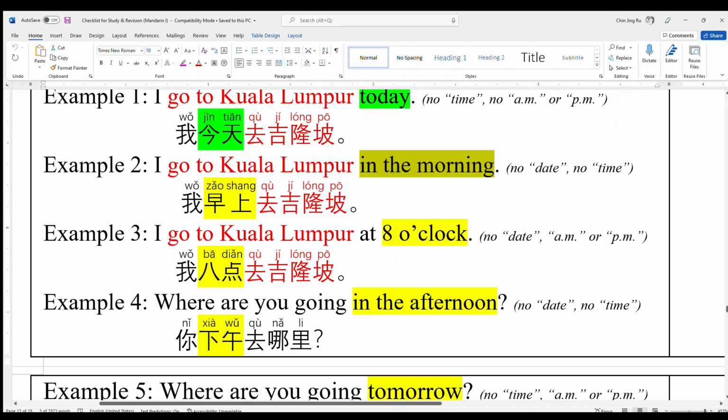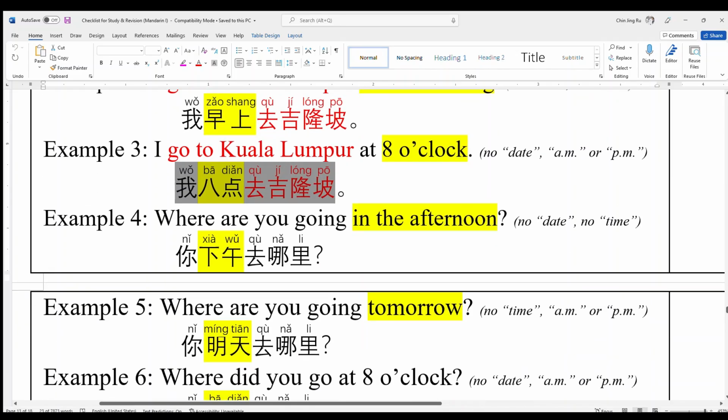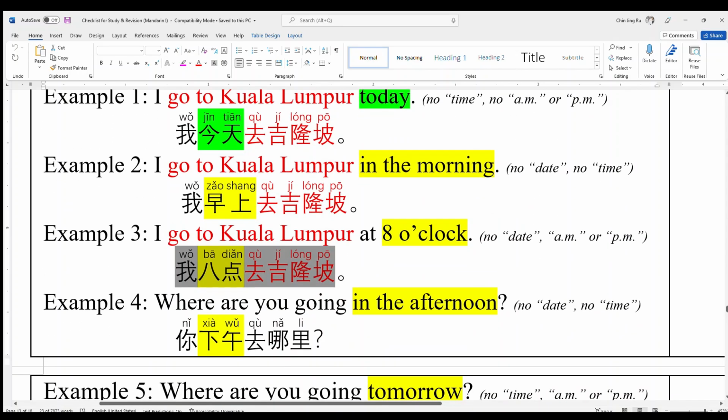Yeah. Now, example 3, you can say, I go to Kuala Lumpur at 8 o'clock. 我8点去吉隆坡. This one doesn't mention what day, and it also doesn't mention AM or PM. We don't know it's either morning or night time. 8 in the morning or 8 at night. We don't know, but still can lah, yeah, this kind of sentence, because you follow the correct structure. 我8点去吉隆坡.